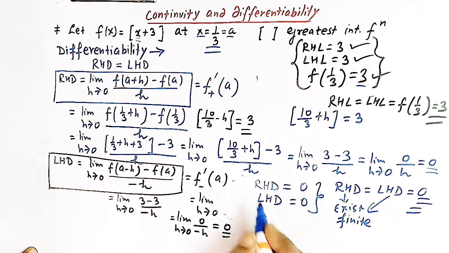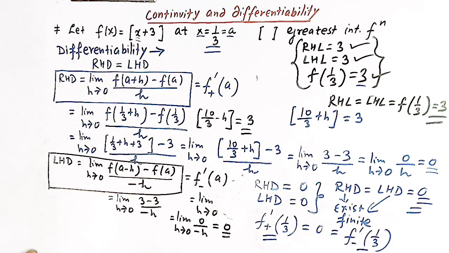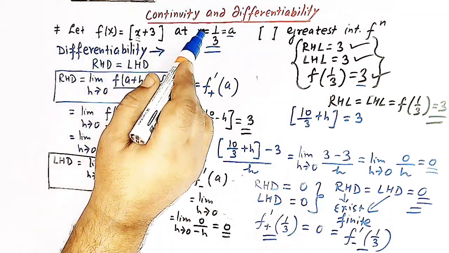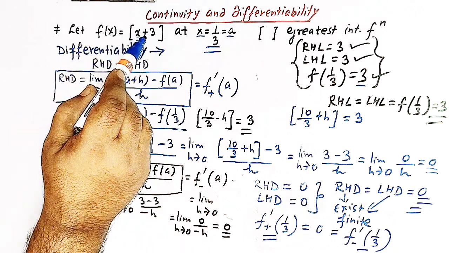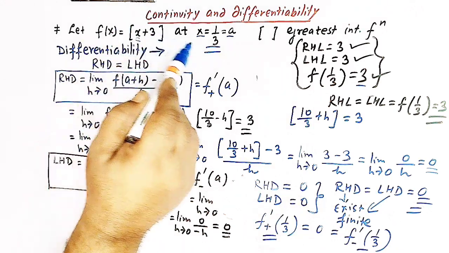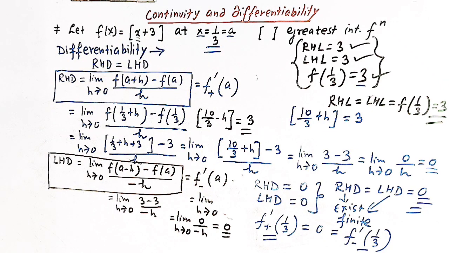We can also write the notation, that is f prime, and here we write a positive sign, then we have 1 over 3 is equal to 0, that is equal to f prime, here we write a negative sign, and here we have 1 over 3. So this is the right hand derivative, this is the left hand derivative, and both are equal to 0. So the function is differentiable at x is equal to 1 over 3. So from this discussion, we arrive at the result that the greatest integer function, that is the greatest integer of x plus 3, is continuous and differentiable at x is equal to 1 over 3.